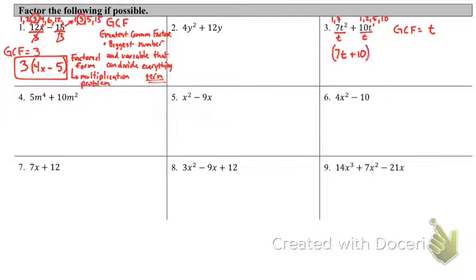Now we turn it into a multiplication problem. So that goes in parentheses, and what do we multiply on the outside? Is our GCF. Okay, this is again in factored form.